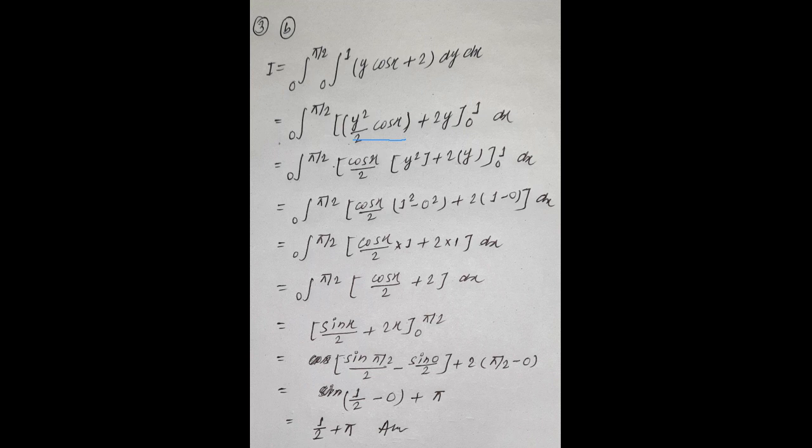Wait, I think that should actually be negative. Which one? The sine x. No, never mind, I got it backwards. That's the derivative, not the integral. It's positive. Sine of pi over 2 is 1, that's half. And at 0, that's pi. Yes, nice. Thank you.